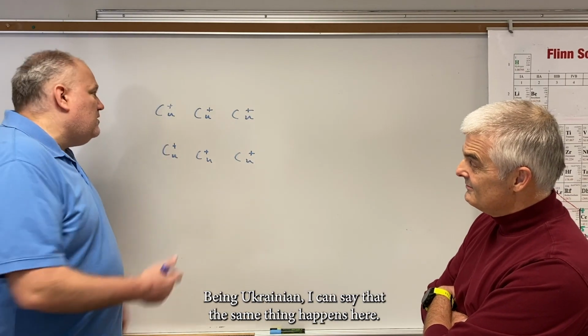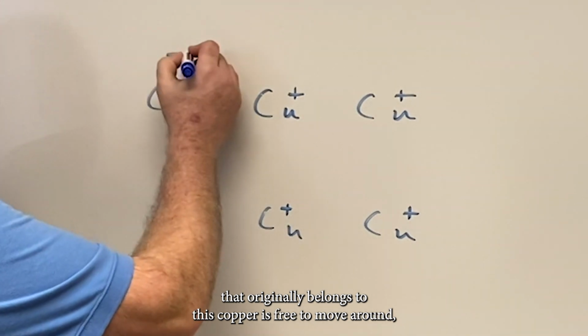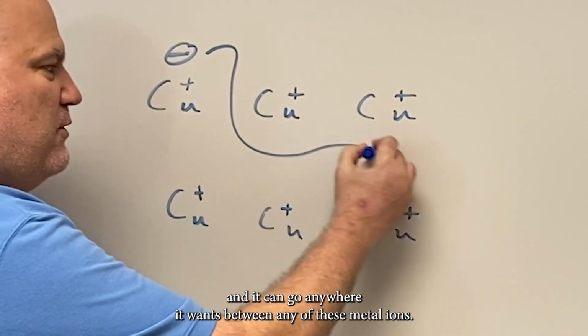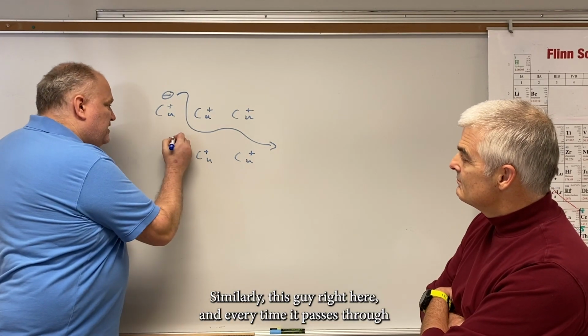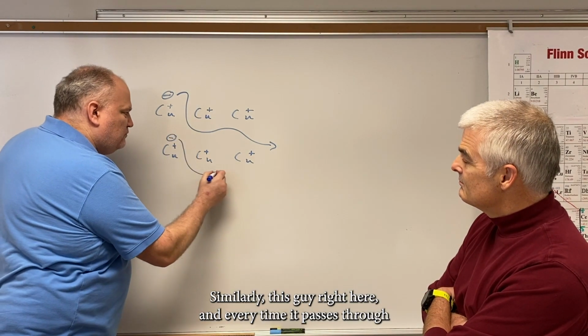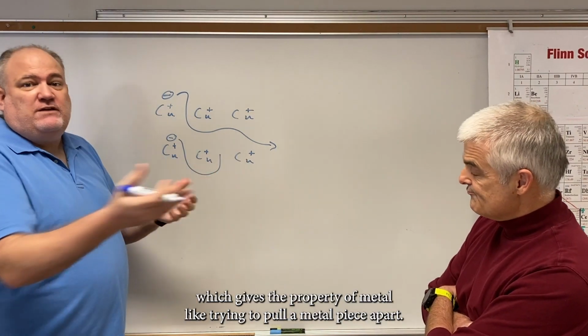And the same thing happens here. This electron right here that originally belongs to this copper is free to move around. It can go anywhere it wants between any of these metal ions. Similarly, every time it passes through one of these, they kind of take care of it. So it holds it really, really tightly, which gives the property of metal.